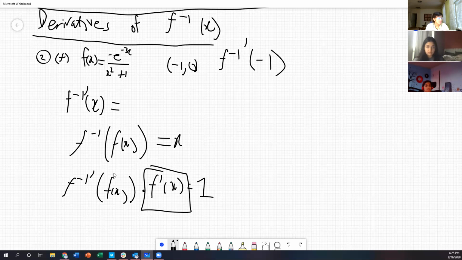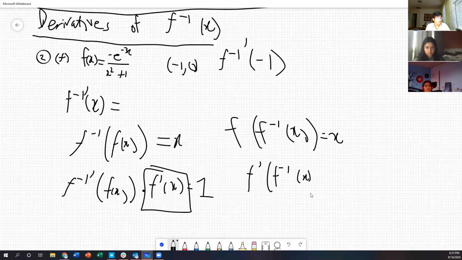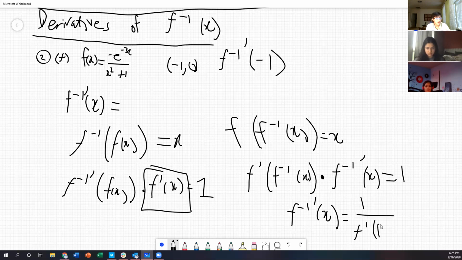So instead, I'm going to use f of f inverse of x equals x. Does this make sense why I'm doing this now? Because when I take the derivative on both sides, I get f prime of f inverse of x times the derivative of the inside function, which is f inverse prime of x, equals 1. That means f inverse prime of x equals 1 over f prime of f inverse of x. Okay, does this make sense, what I just did here?